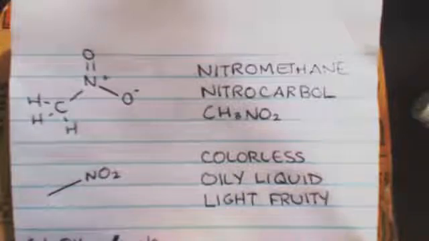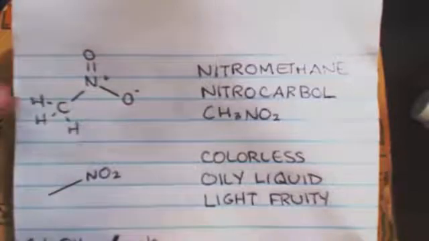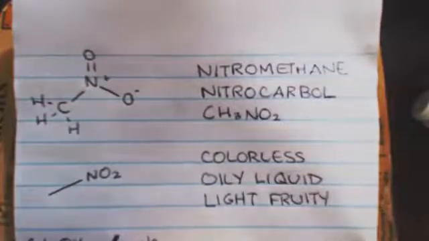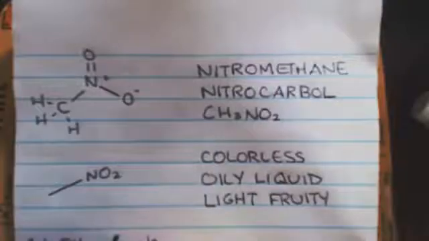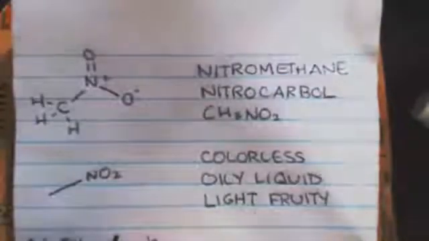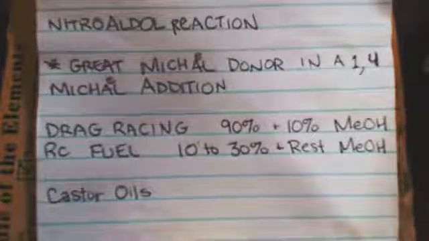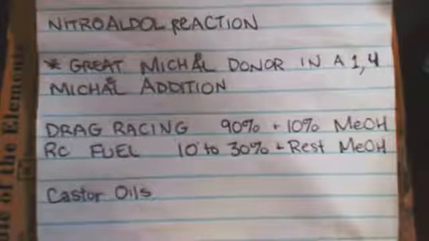Basically, it's the same as an aldol reaction, but instead of using two carbonyl compounds and making one into the enol, which would be your nucleophile, in a nitro aldol reaction, this is your nucleophile because you're going to deprotonate that in basic solution, and this will attack the carbonyl, and you'll make a beta nitro alcohol instead of a beta hydroxy carbonyl compound. Same exact experiment. Another thing is that it is a great Michael donor in 1,4 Michael additions. It's great at that.